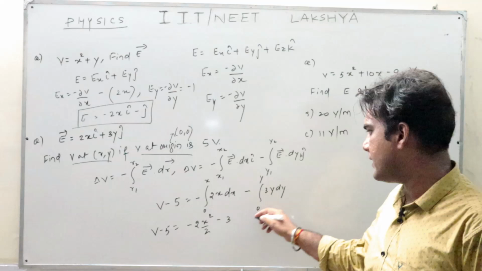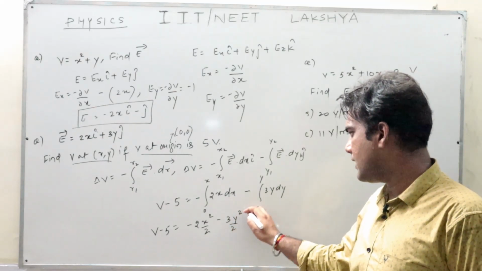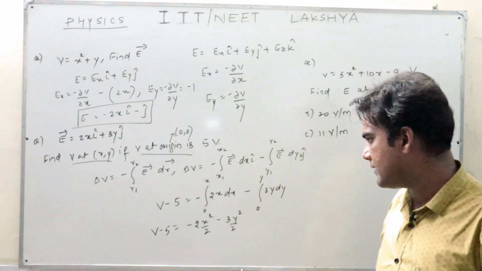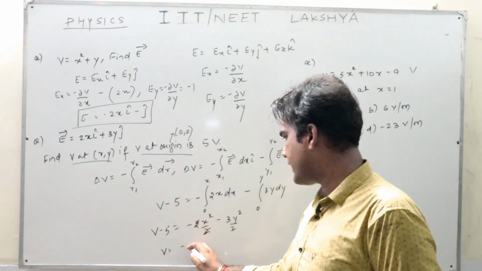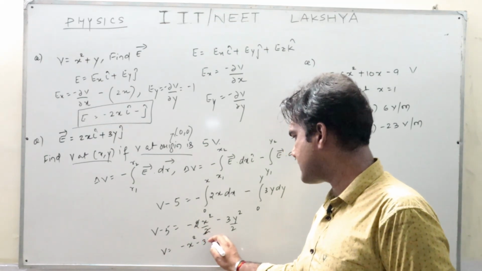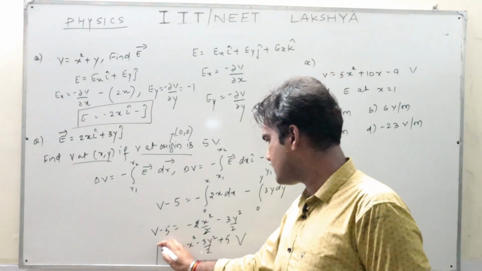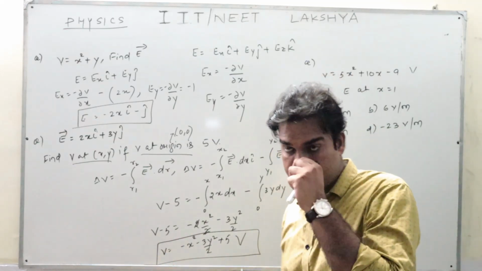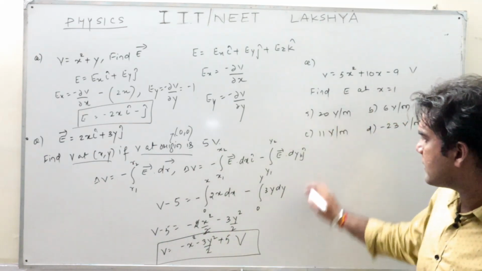So I am getting the same thing, minus 3 times y. What is the integration of y? y square by 2, again 0 to y. So I get the same thing, and my answer is V equals, 2 cancels, minus x square minus 3y square by 2 plus 5 volts. That is my answer. Initial is 5, so that 5 came here. I hope this is clear to you.